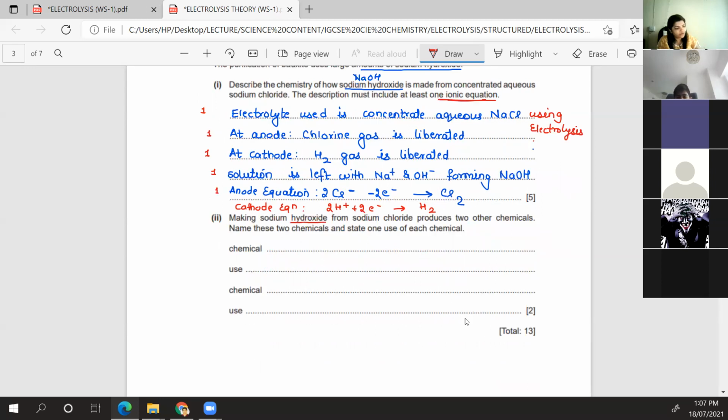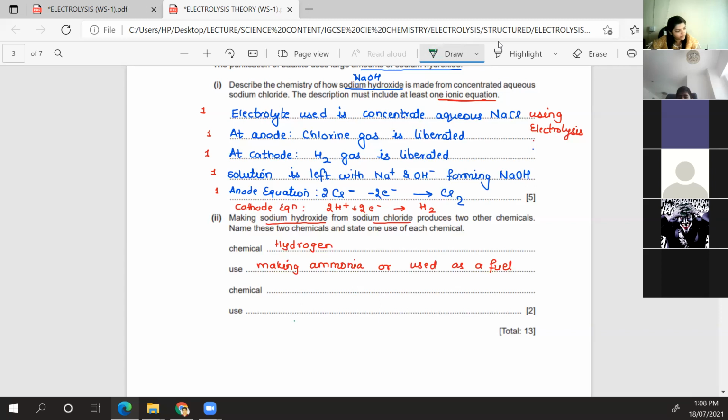Because they have asked us to at least mention one ionic equation. Okay, let's go to the next question. Making sodium hydroxide from sodium chloride produces 2 other chemicals. Name these 2 chemicals and state one use of it. So along with sodium hydroxide, we know another chemical produced is hydrogen. And what's the use of hydrogen? We can write in making ammonia is one of the uses of hydrogen, or it is used as a fuel. That is also one of the uses of hydrogen.